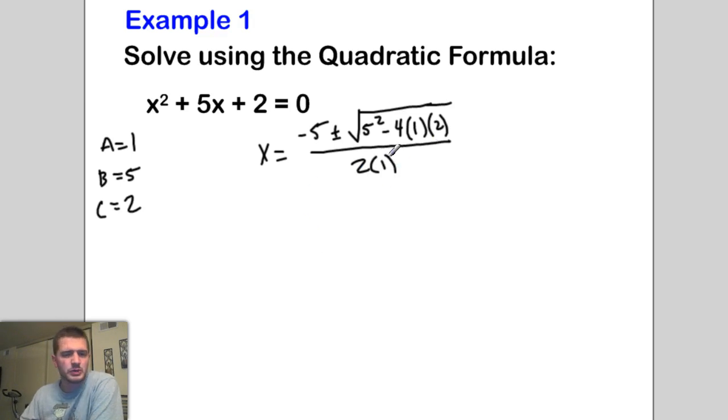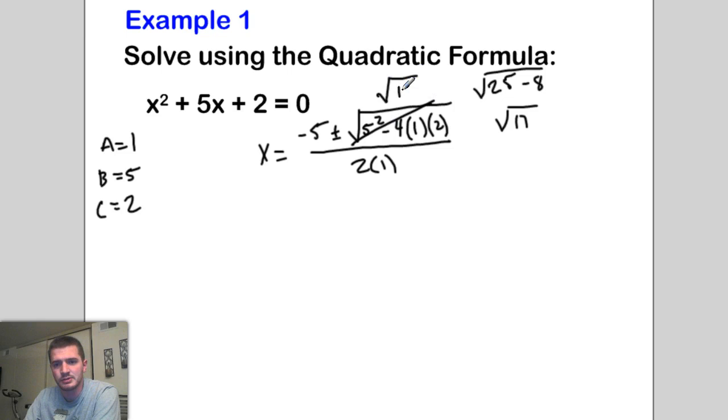I'm going to do some scratch work for the discriminant. 5 squared is 25. Negative 4 times 1 is negative 4, and then negative 4 times 2 is negative 8. So this becomes the square root of 25 minus 8, which is the square root of 17. Yep, it looks right. Again, we can't break down 17, there's nothing we can do with that, so we're just going to leave it. So x equals negative 5 plus or minus the square root of 17, all over 2.